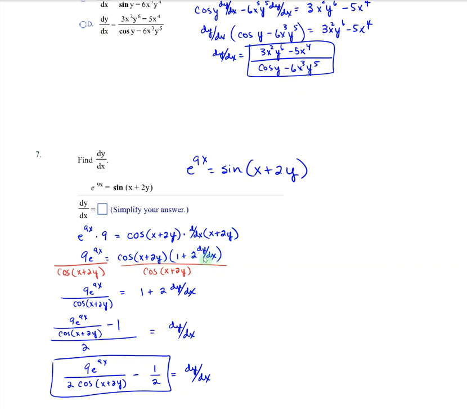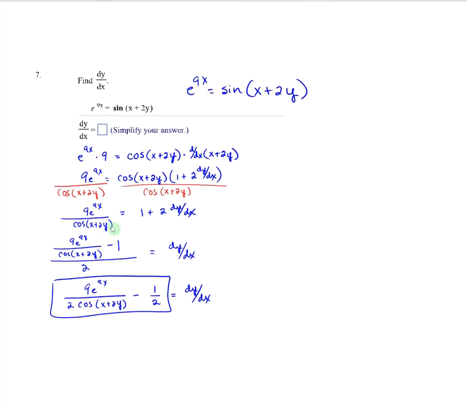I need this to just be dy/dx. So these are being multiplied. I'm going to go ahead and divide by cosine of (x plus 2y). So I did that there. So now I have this line. That's after dividing. I also want to get rid of this 1. So subtract 1 and divide by 2. So this is a double denominator. I can move the 2 up here. So I have 9e to the 9x over 2 cosine (x plus 2y) minus, now this 1 up here has also the denominator of 2, so minus 1/2. That is the way they'd like the answer. So that's split into 2 pieces.